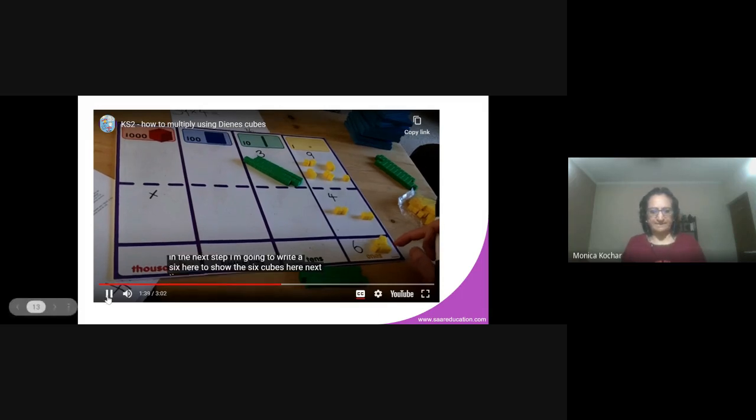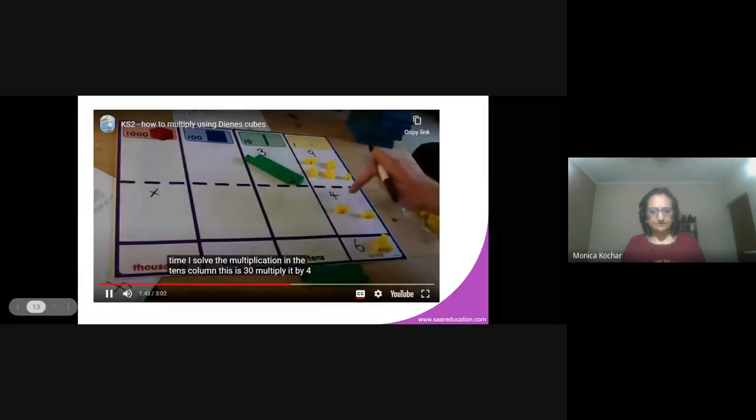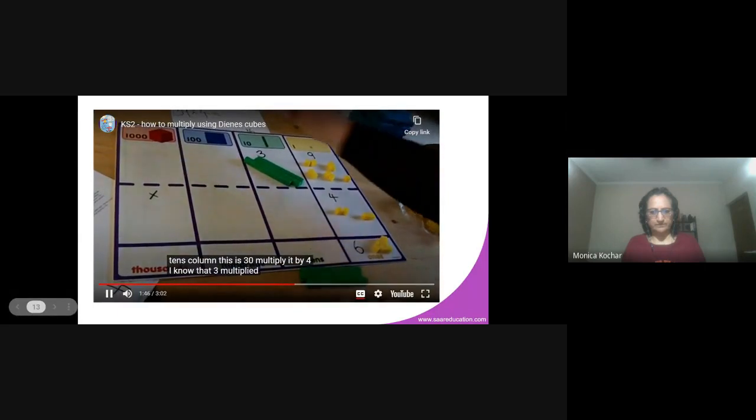Next, I must solve the multiplication in the tens column. This is 30 multiplied by 4. I know that 3 multiplied by 4.